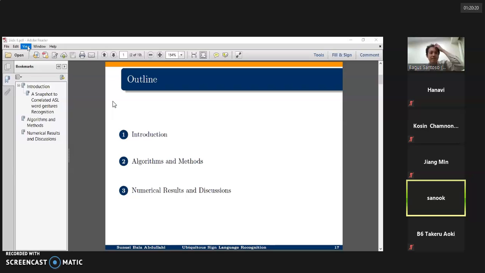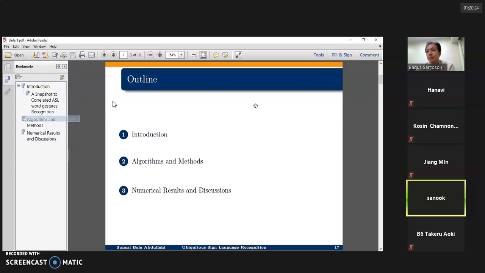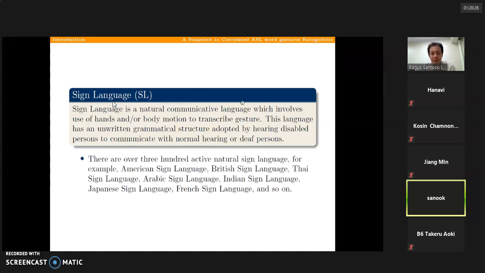These are my presentation outlines. This paper tries to bring some novelty in the sign language translation system. As we know, sign language is a natural communication language which involves the use of hands and sometimes body motion to perform a gesture.